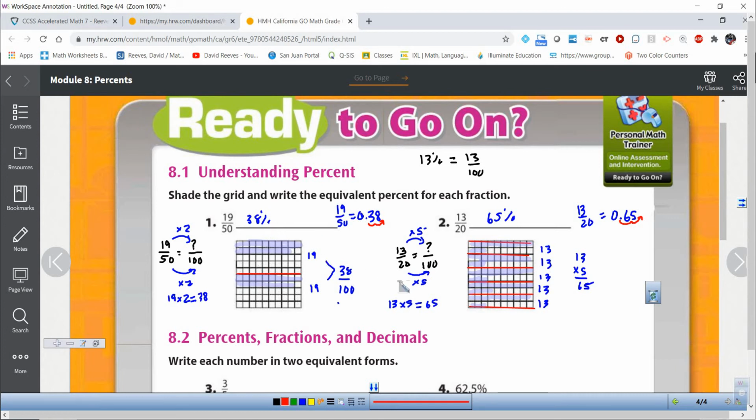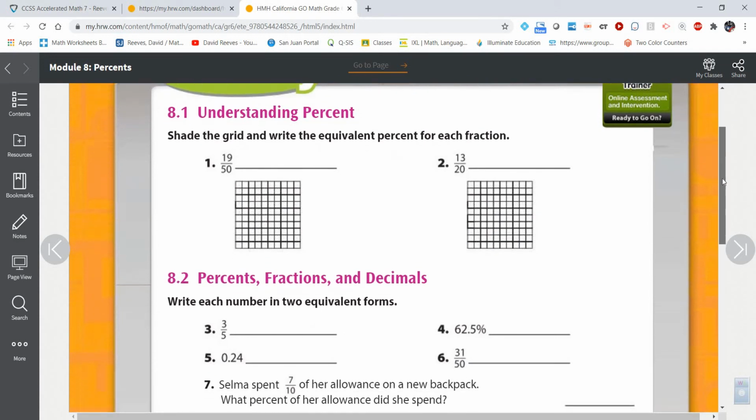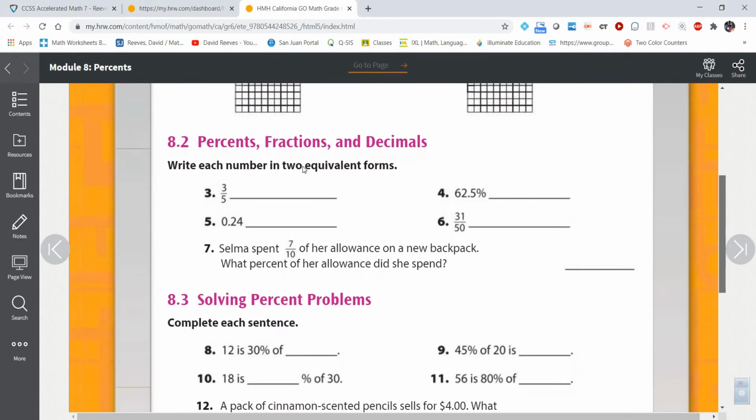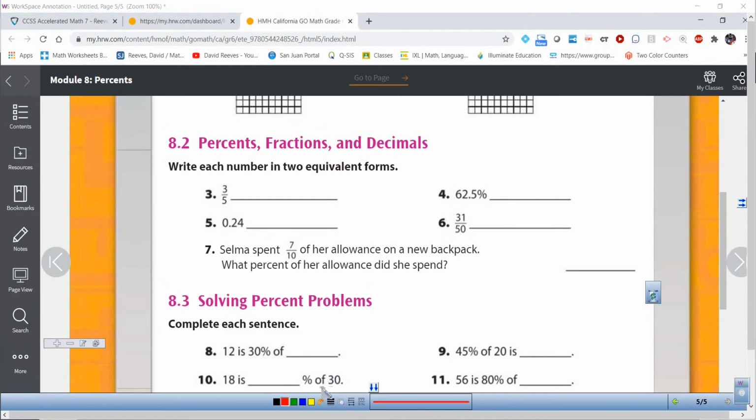Okay, so that's 3 different ways you can show how to convert those ratios or fractions to a percent. All right, now it's asking us to write each number in equivalent forms. Now, what are these forms that they are talking about? All right, what do we have? We have a ratio, which we're writing as a fraction, okay?